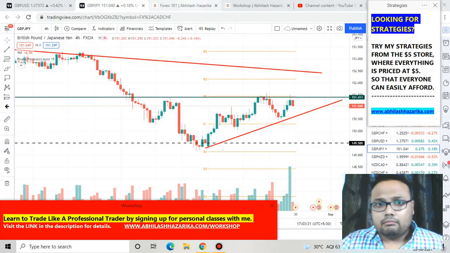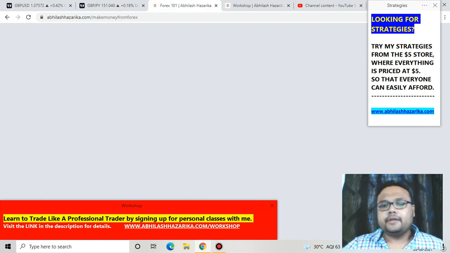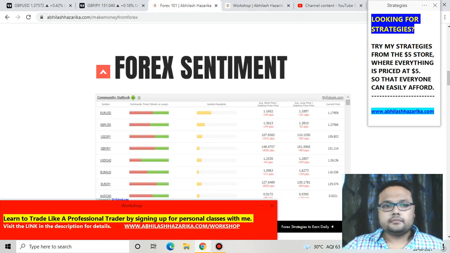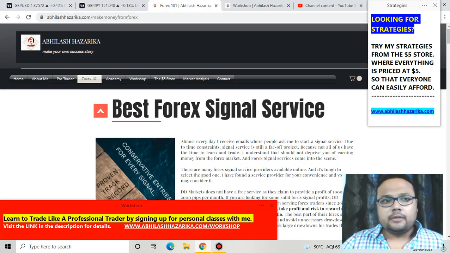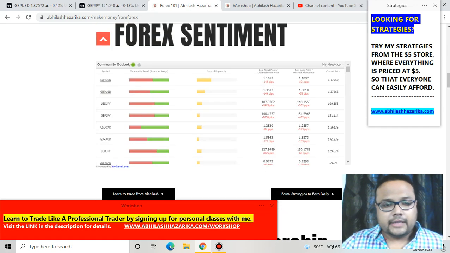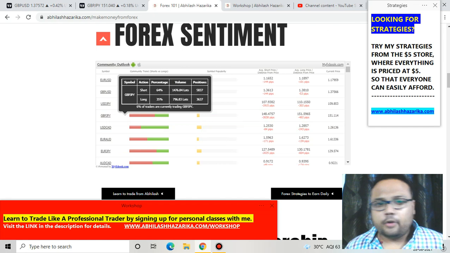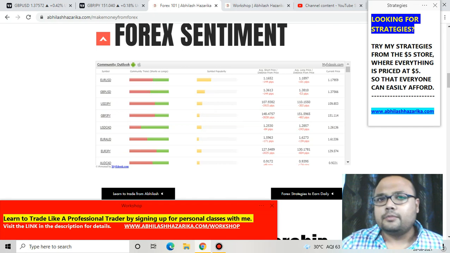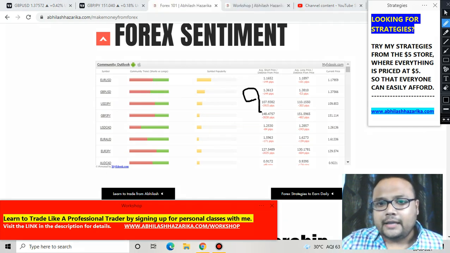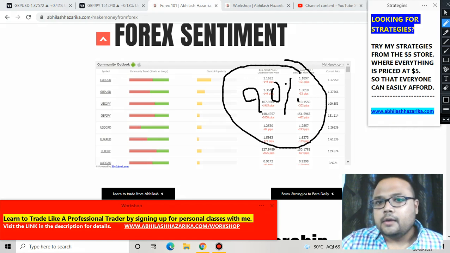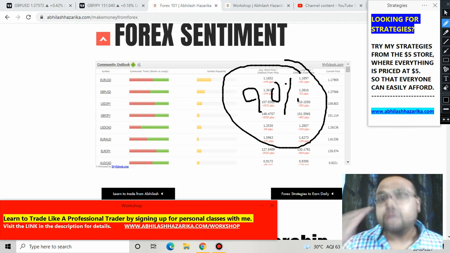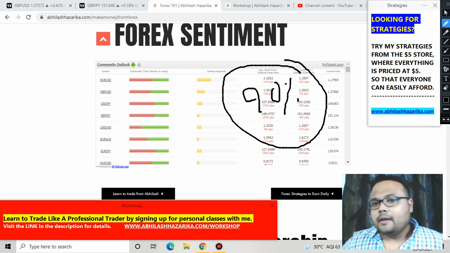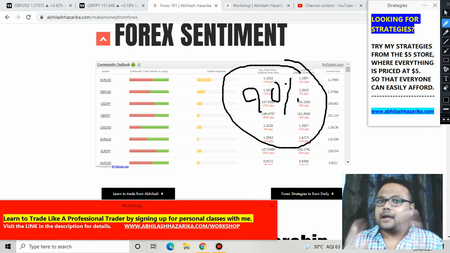Okay, and if you look at the forex sentiment meter here, my dear friends, you'll find the forex sentiment meter on my website avilashazarika.com under the forex 101 section. In the forex sentiment meter, you can see that 64% retail traders have taken short position and 35% retail traders have taken long position. And as we all know, 90% retail traders lose money, and mostly they lose money because they fail to understand the psychology of the market. They fail to understand the trend of the market. Right now we can see that there is a good possibility the market will be going up.